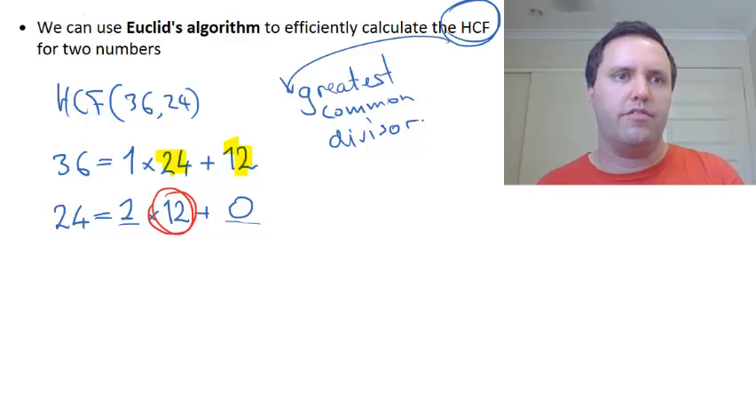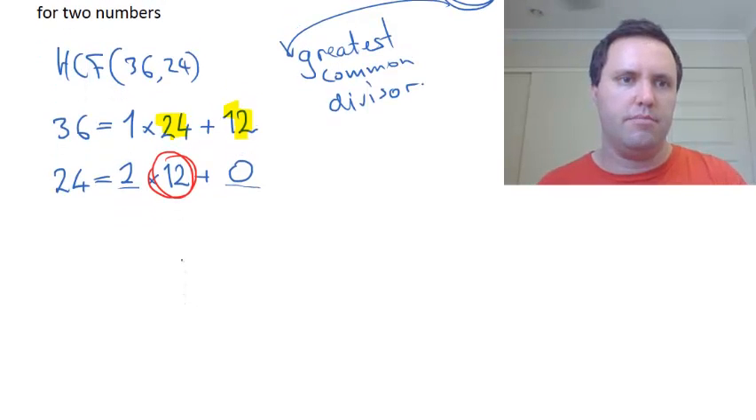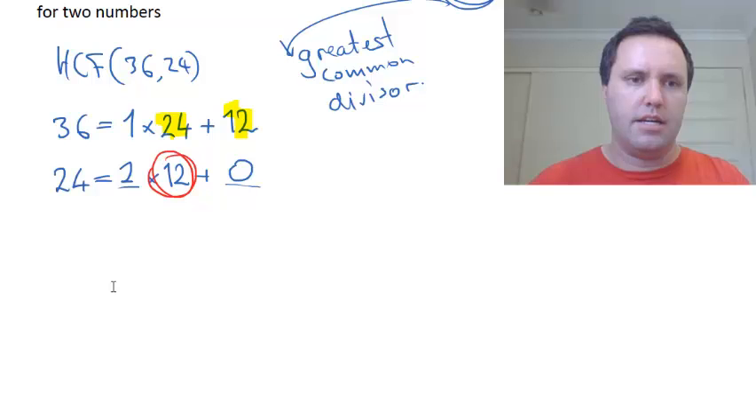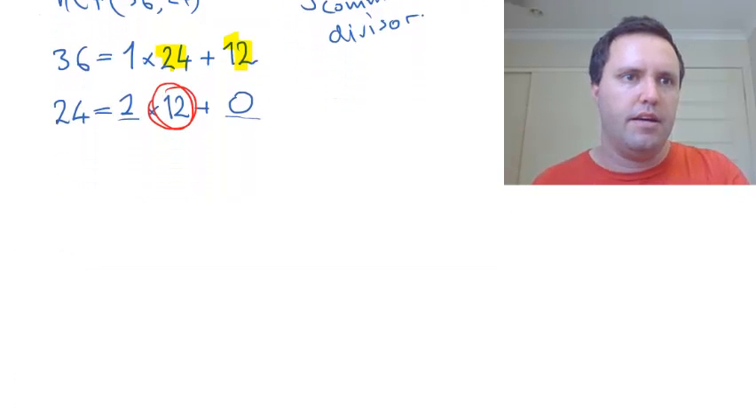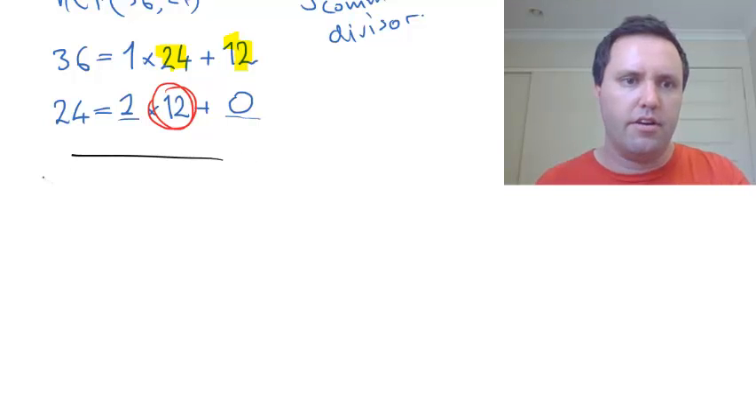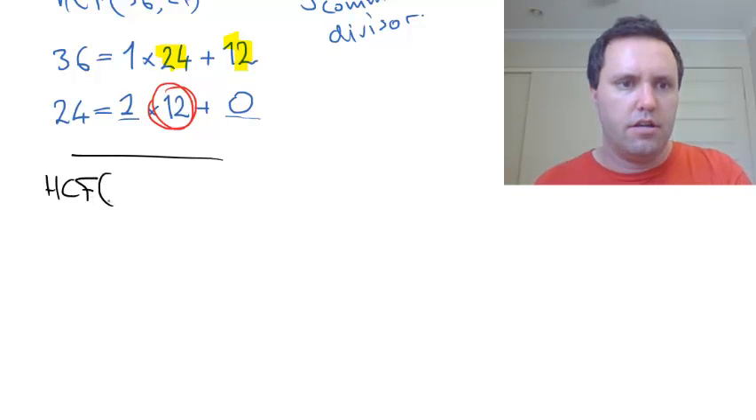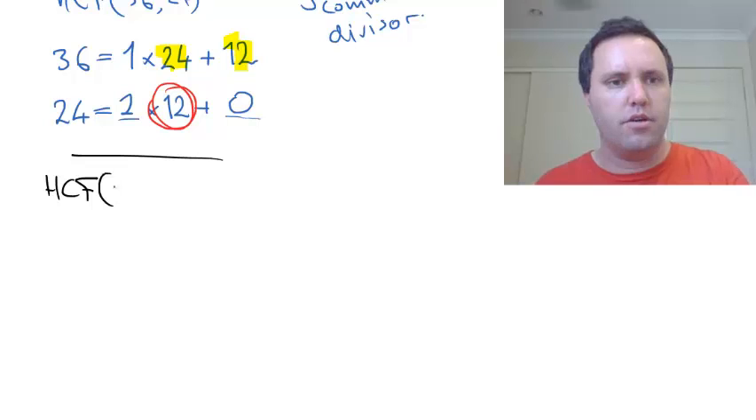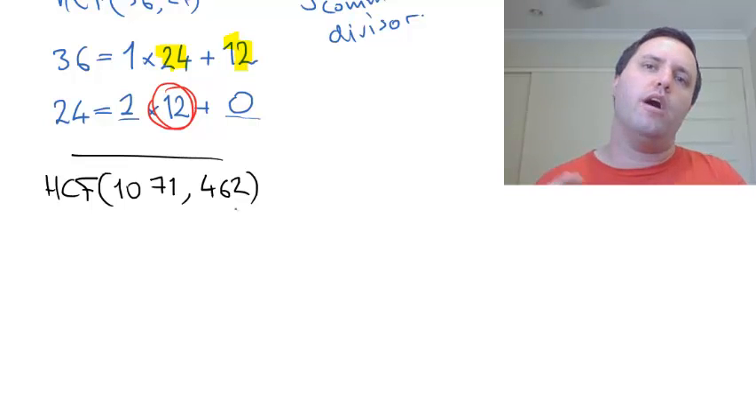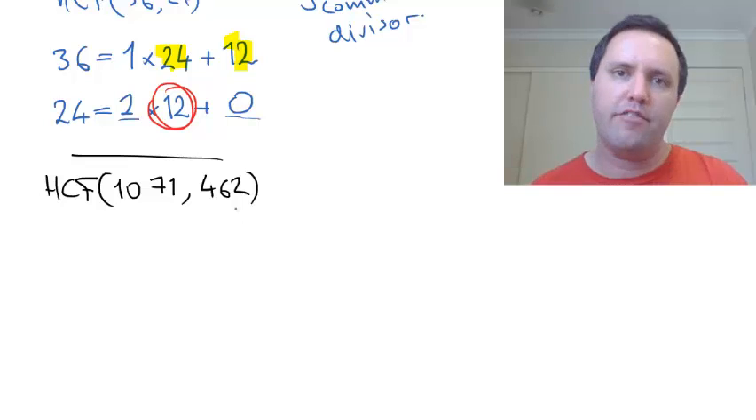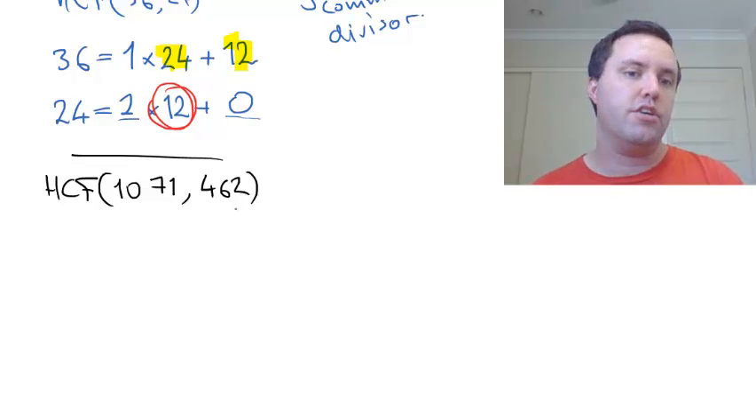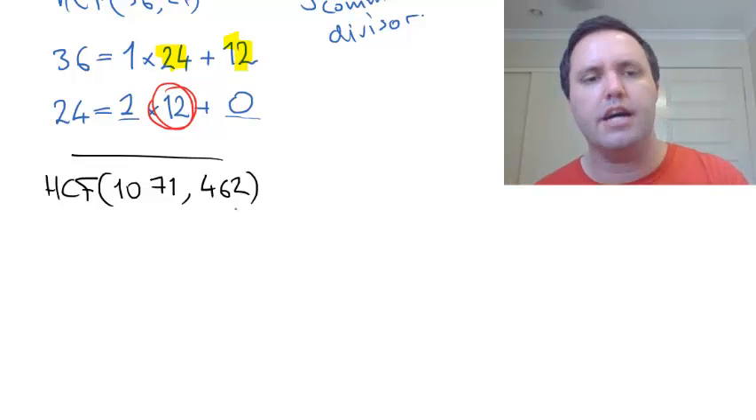Let's see it working for another set of numbers that's maybe not as obvious as our last pair. So let's go highest common factor of 1071 and 462. Now I don't know my 1071 times tables, or even the times tables that have 1071 as a multiple. So let's have a look at how we might use Euclid's algorithm for this.